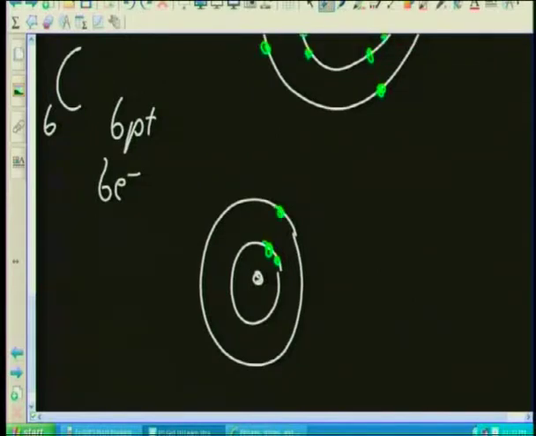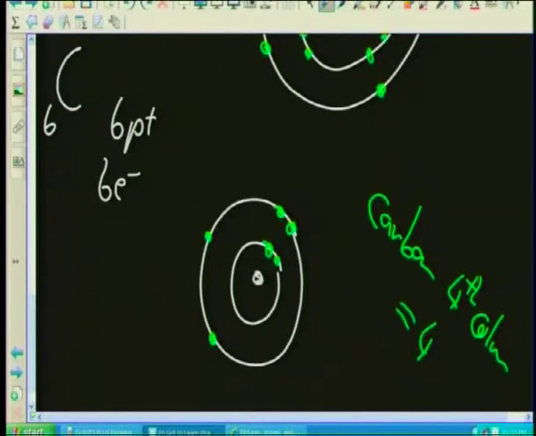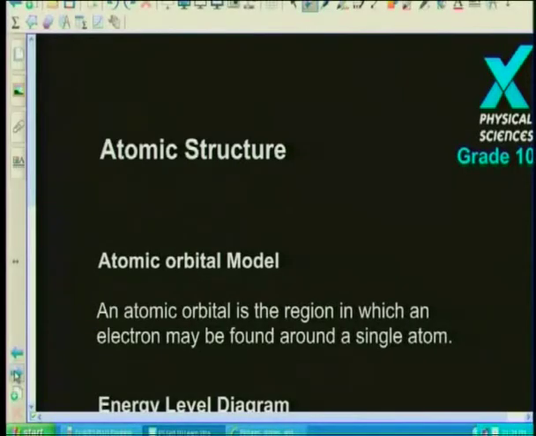Let's see. We've got 4 left. We're going to pair the first 2, and then we're going to put the other 2 separate. And there we go. We've got 4 valence electrons, 2 inside, and notice that carbon was in the 4th column. So carbon, it's the 4th column along, and it has 4 valence electrons. Valence electrons. Got it? Right. Hope that's clear.